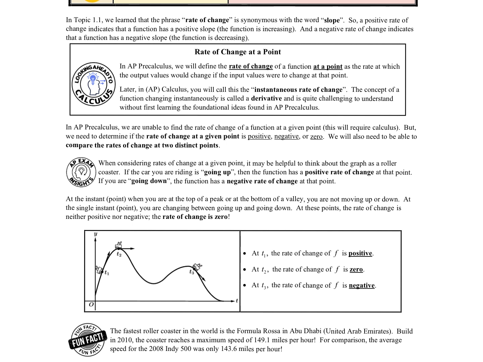In AP Pre-Calc, we are unable to find the rate of change of a function at a given point. This will require calculus, but we need to determine if the rate of change at a given point is positive, negative, or zero. We will also need to be able to compare the rates of change at two distinct points.